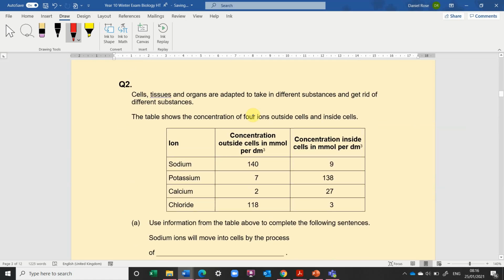Next one, I should look at some data, and so it says cells, tissues and organs are adapted to take in different substances and get rid of different substances, and it shows a concentration of 4 ions outside cells and inside cells. So just really get your head into the table before you move on. I've got the outside ones here and I've got the concentration here, and it might just help me to consider which way they're generally moving. Well, this way there is more on the outside and less on the inside, and it might just help me think a little bit about what's going on before I get started.